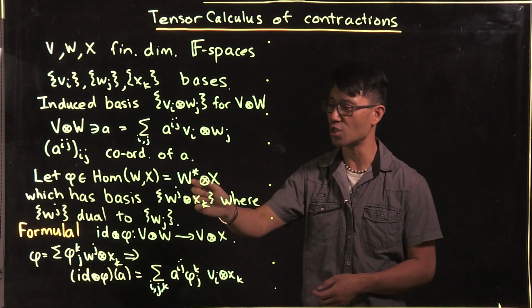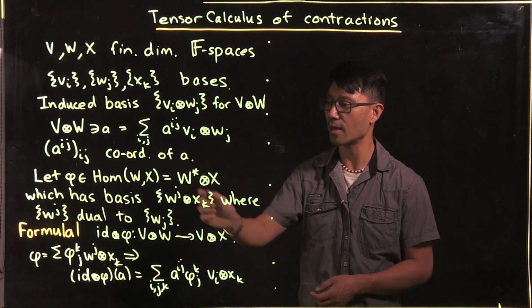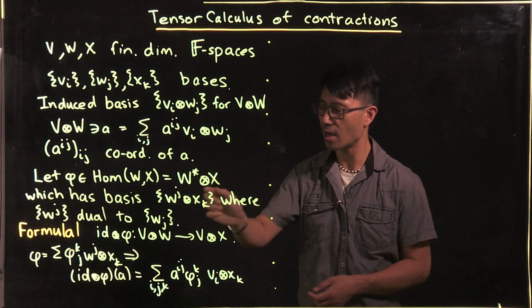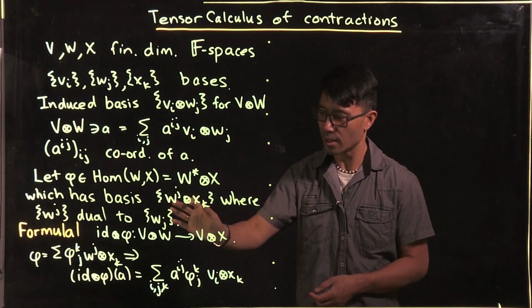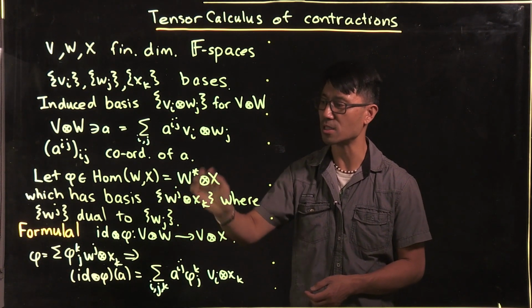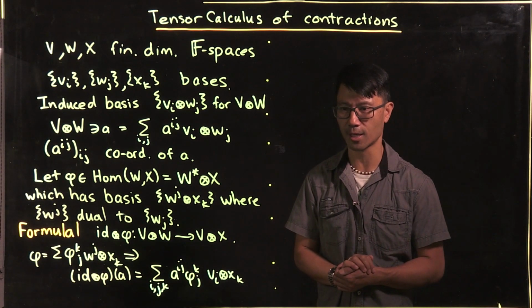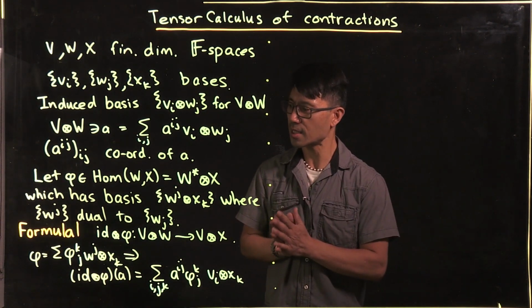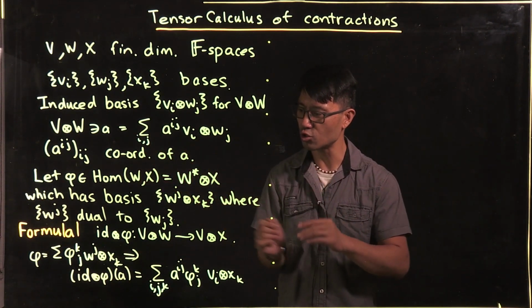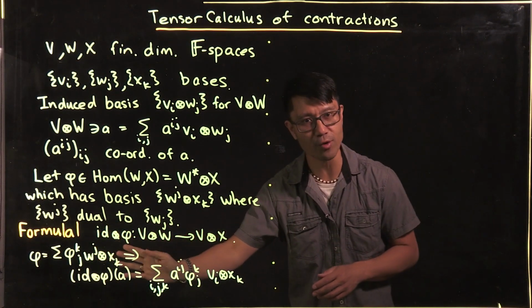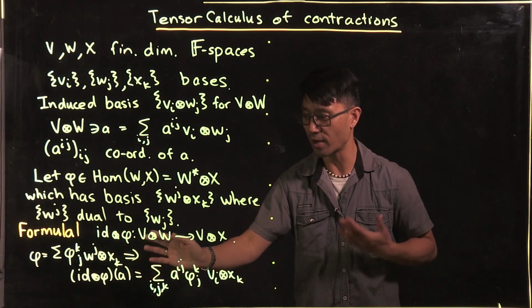Okay, so W upper J tensor X lower K, these form a basis for W star tensor X, these are a basis for X, so the elementary tensor products like this form a basis for this tensor product here, okay? So let's have a look at one natural construction that you can do. Remember there's functoriality for tensor products of vector spaces.